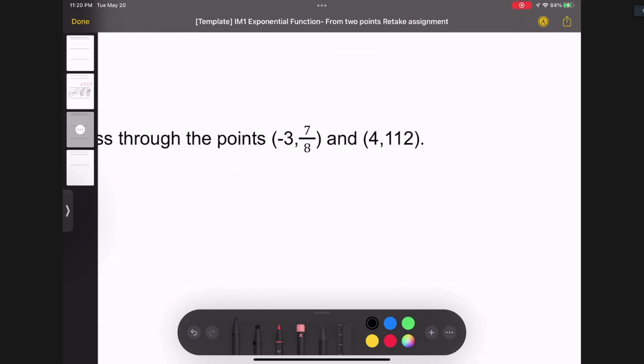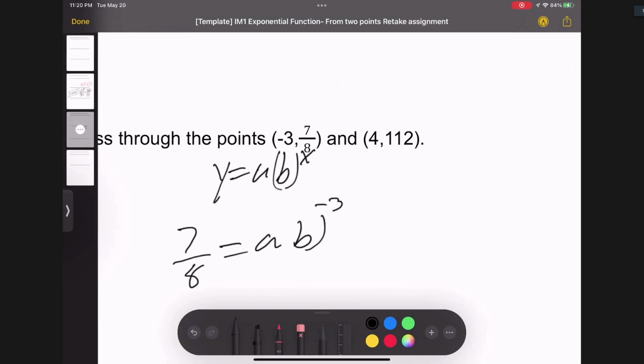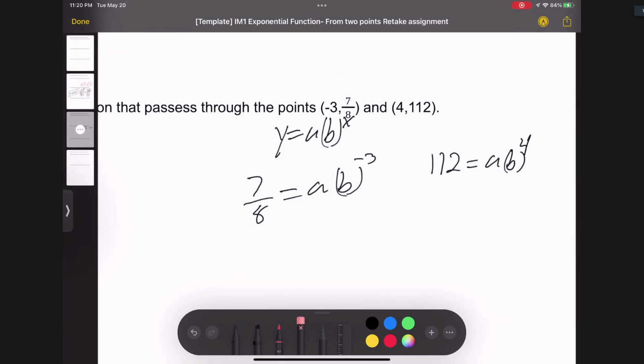So this one, again, the setup is still the same. It's always going to be that y is equal to a times b to the power of x every single time. You're going to have 7/8 is equal to a times b to the power of -3. The same exact process. You are not changing the process. If you do the process that I'm showing you, your future teachers will be happy and get the answer correct. Again, you want to get that b to the bottom because you do not want a negative exponent.